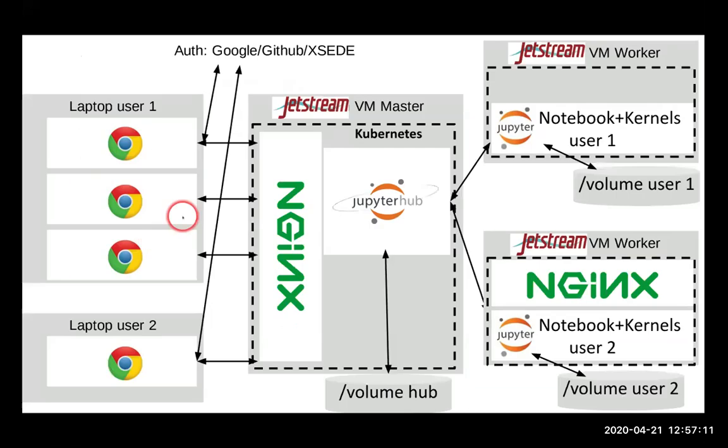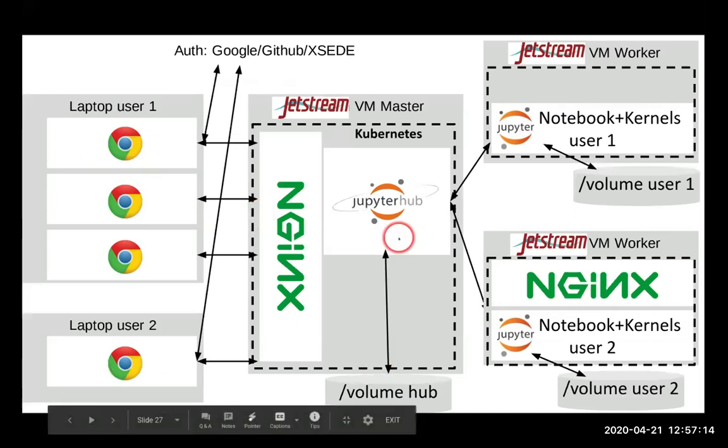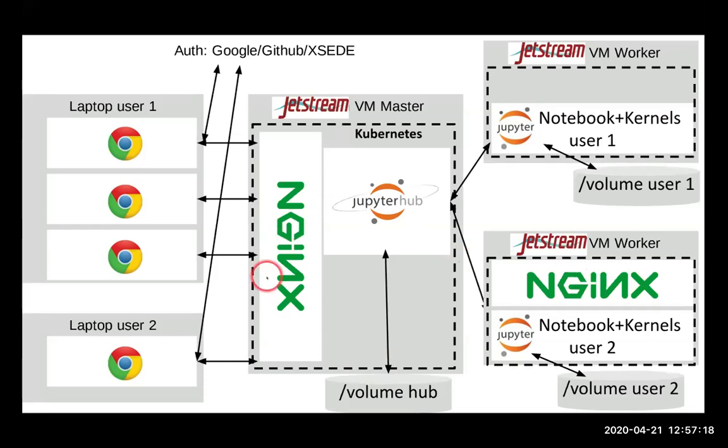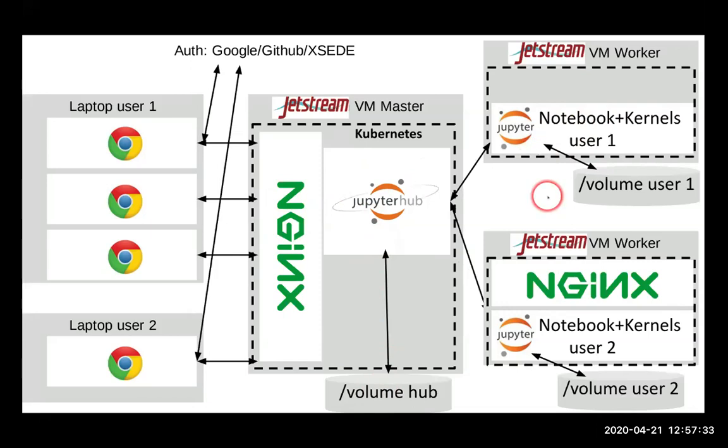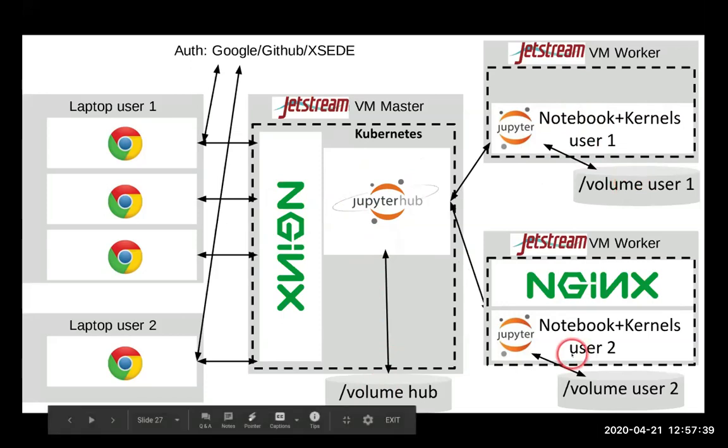This is the full setup. You have some NGINX servers that are running on top to provide routing. Then you have your JupyterHub container, and the JupyterHub container has its own volume mounted, for example, to store the database of users. And then you have the user notebooks that are running on some other machine, and they mount their own persistent volume.